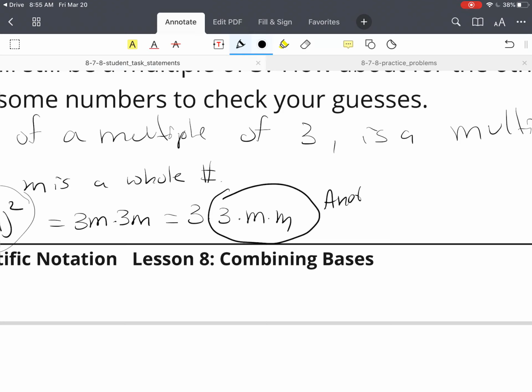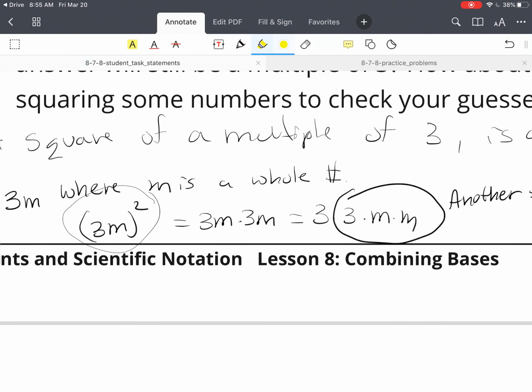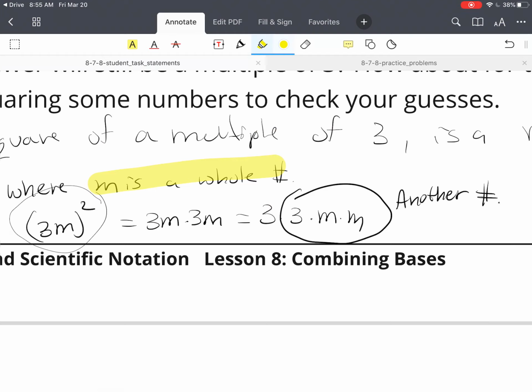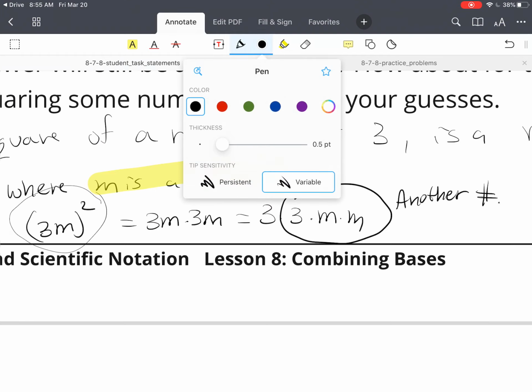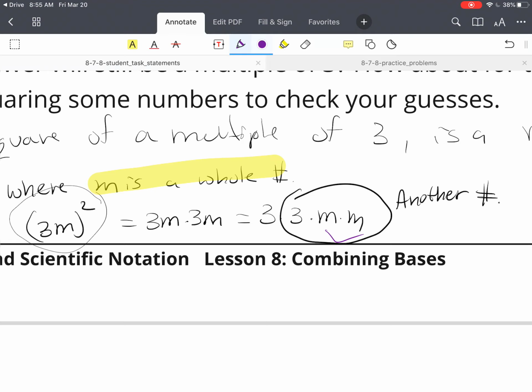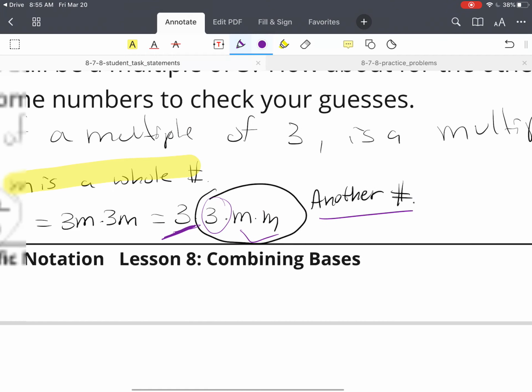This right here is another number, whatever m is, right? M is a whole number. We already know that, right? We established that right here. M is a whole number. So when you multiply m by itself and then you triple it, it's still another number. And you're still going to multiply it by 3, which is the literal definition of a multiple of 3.